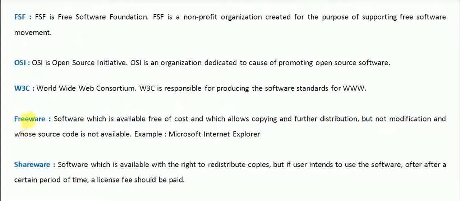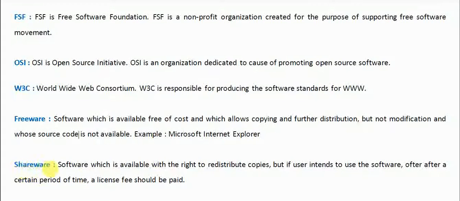Now next is freeware. Freeware is software which is available free of cost, meaning we don't have to pay anything, and which allows copying and further distribution. So we can copy it and distribute it, but not modify it. The source code is not available, meaning we don't know how the software has been coded, so we cannot modify it. Example, Microsoft Internet Explorer.